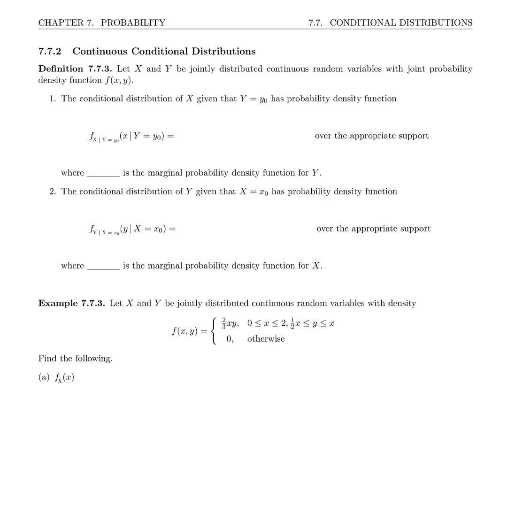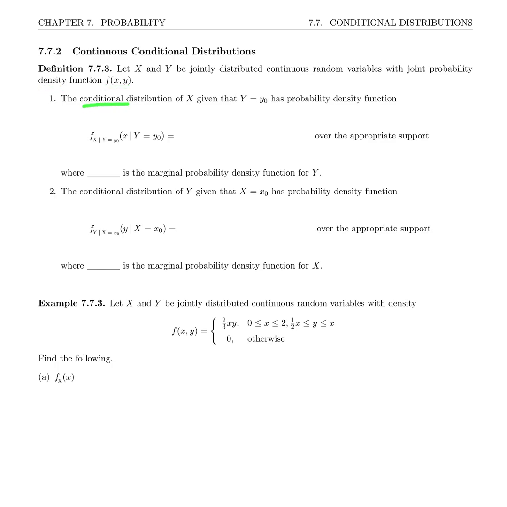Welcome back. In this video, we're going to start subsection 7.7.2 on continuous conditional distributions. Definition 7.7.1: let X and Y be jointly distributed continuous random variables with joint probability density function f of x, y.